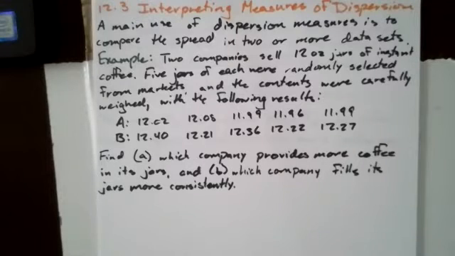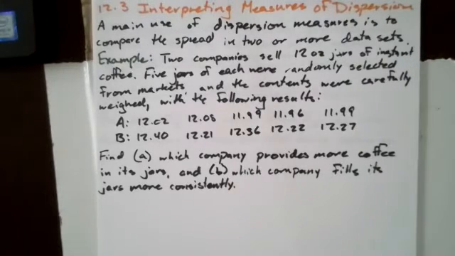In this video, we will discuss interpreting measures of dispersion. A main use of dispersion measures is to compare the spread of two or more data sets. For example, two companies sell 12-ounce jars of instant coffee. 5 jars of each were randomly selected from markets, and the contents were carefully weighed with the following results.